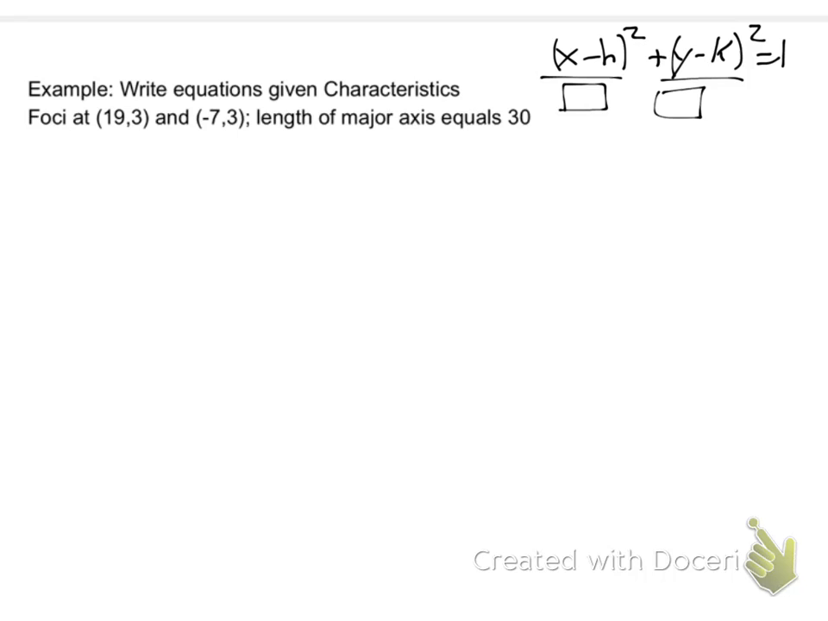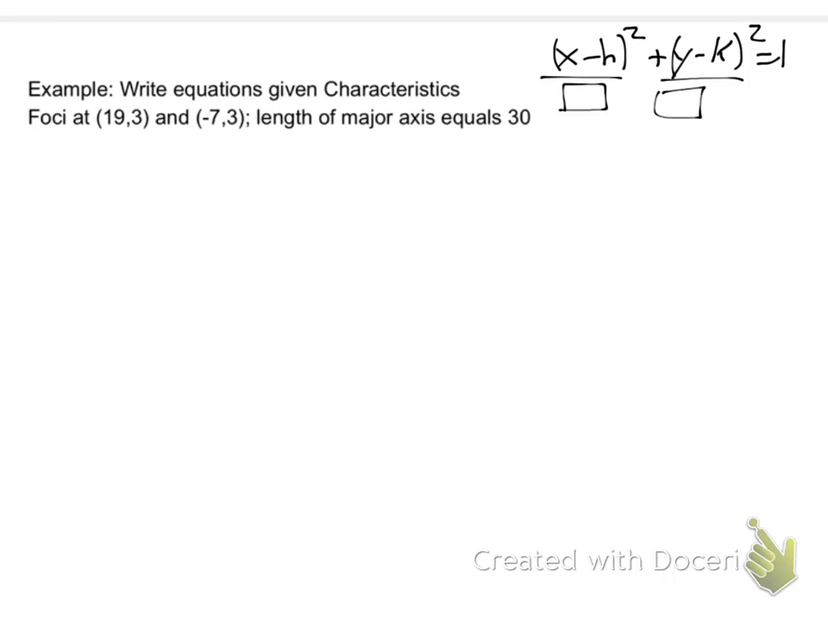In our problem, I'm giving you the foci and I'm giving you the length of the major axis. If I give you that the length of the major axis is 30, what is the major axis letter going to be? The major axis is your longer axis. Which one is it? It's A. What is A? If the whole thing is 30, what's A? It's not the square root of 30. No, it's squaring.